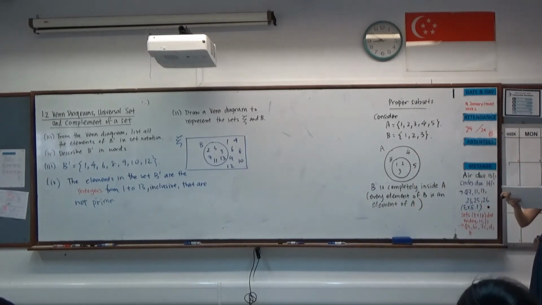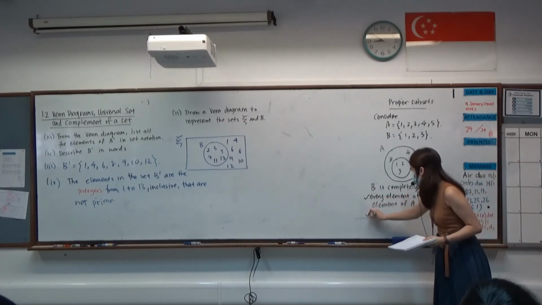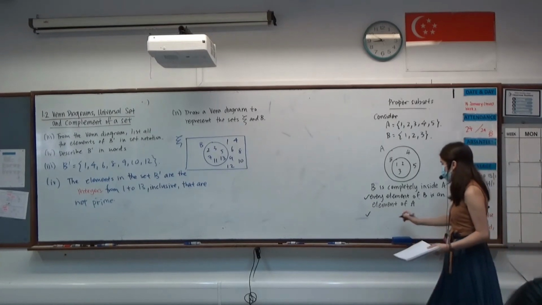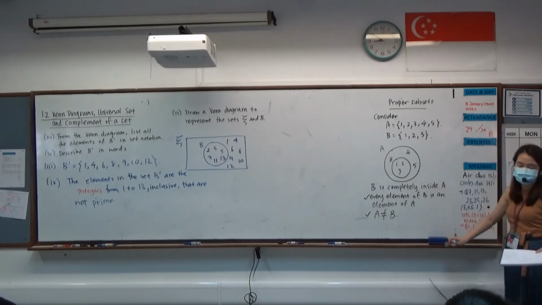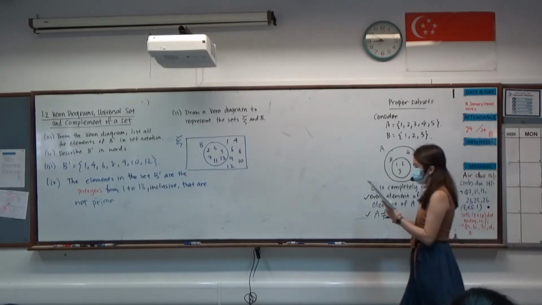Okay. Furthermore, other than the fact that every element of B is an element of A, we also recognize that A and B are not equal. They are not equal sets, okay? They are just one inside another. So in such a case, we call this a proper subset.